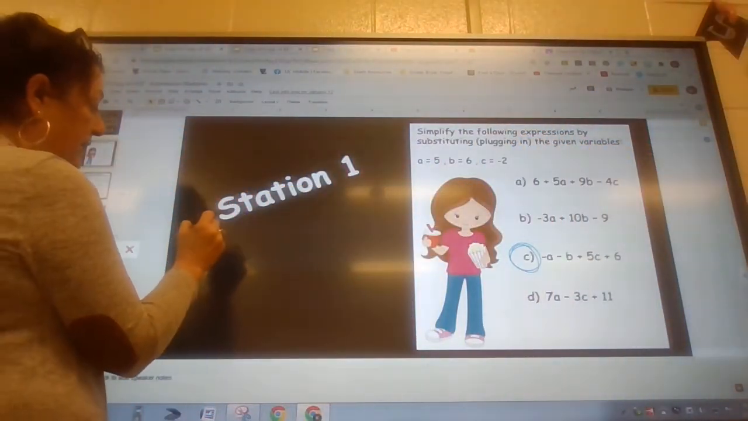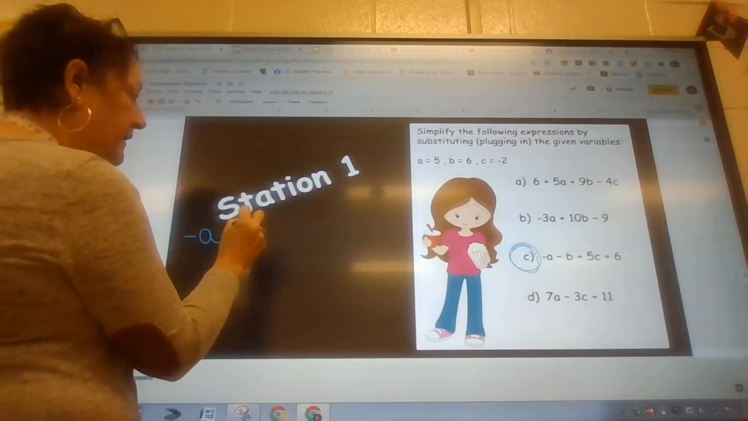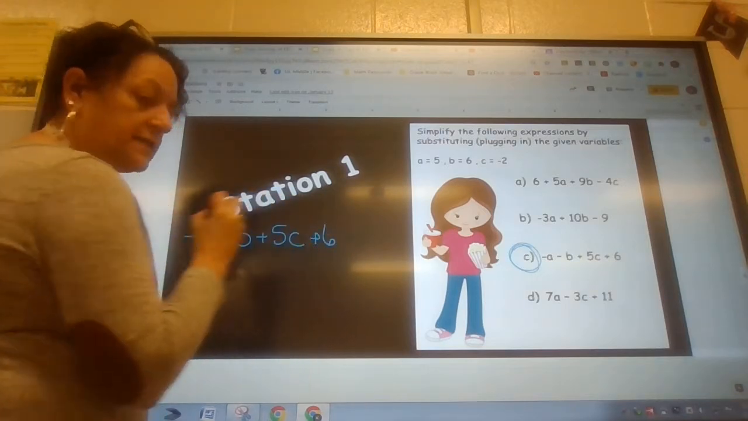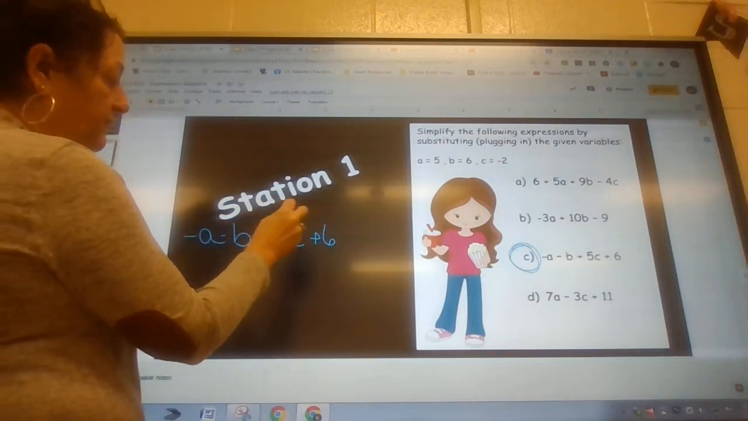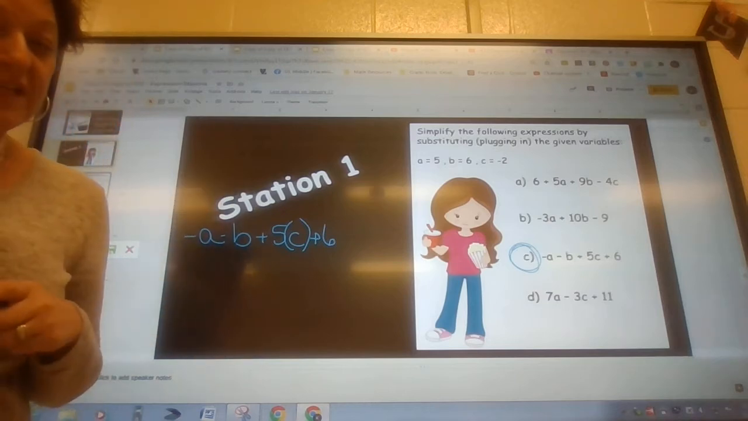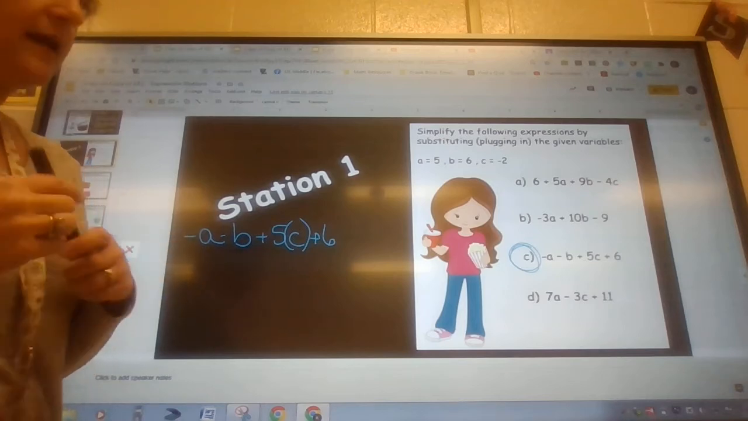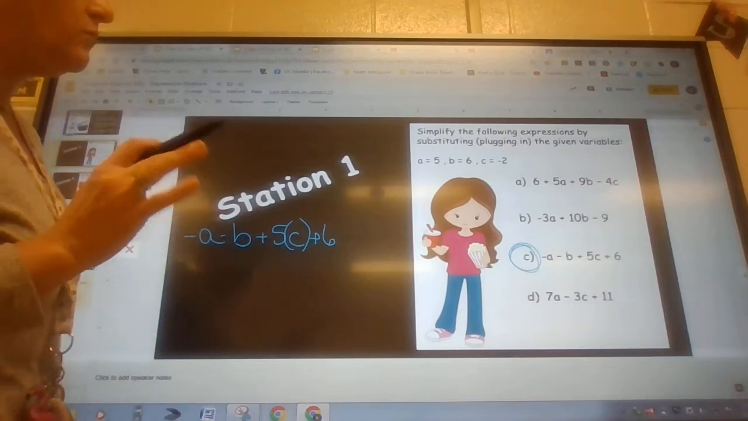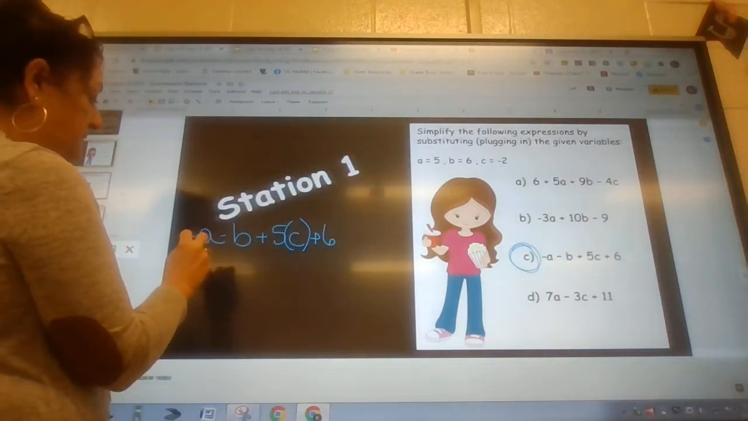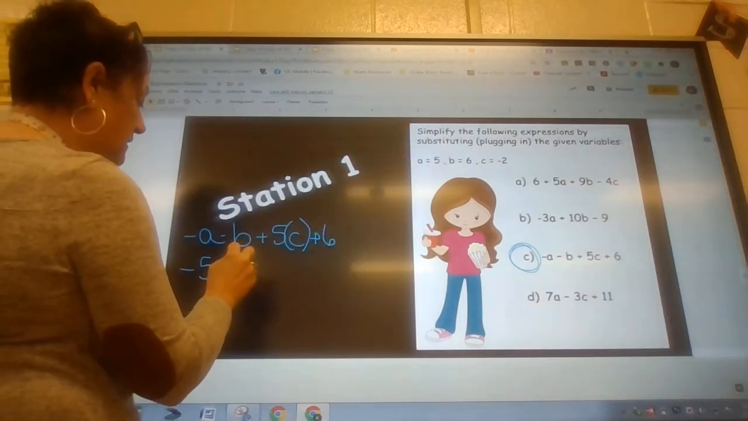So we have negative A minus B plus 5C plus 6. All right, so the first thing I want to look at is the fact that 5C means I'm multiplying. So I'm going to go ahead and put some parentheses right there, just so when I put my value in, I don't forget that and mess it up. So A is 5. So we've got a minus 5 because that minus sign's there. Minus B, B is 6.